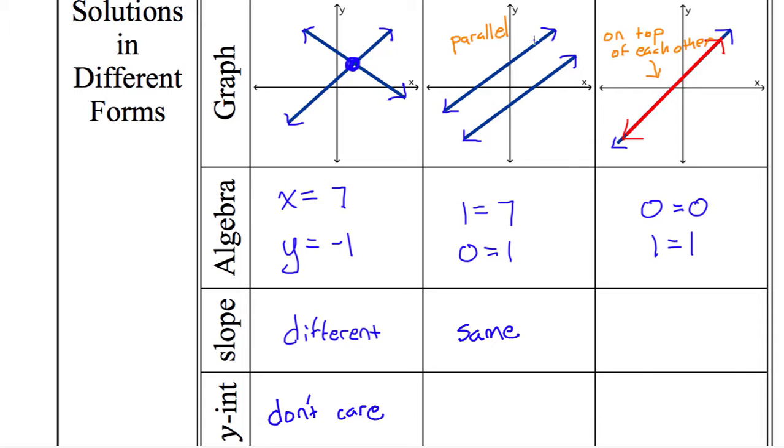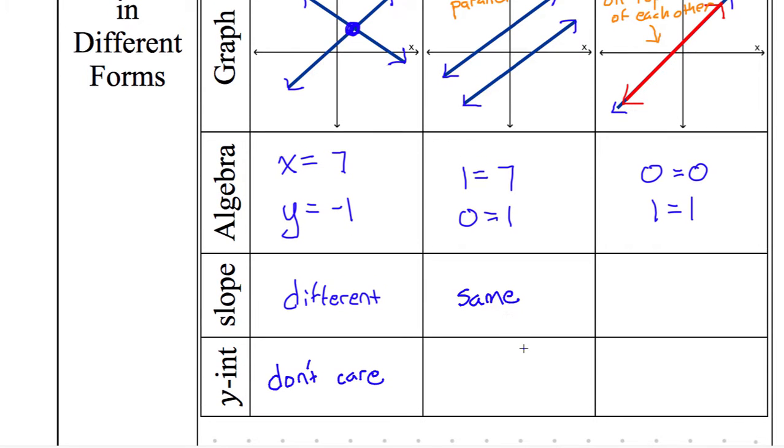They're the same slope. This has a slope of maybe a half. That has a slope also of a half. But here's the key part. What are the y-intercepts? This y-intercept is right here. This y-intercept is right here. So are the y-intercepts the same or are they different?